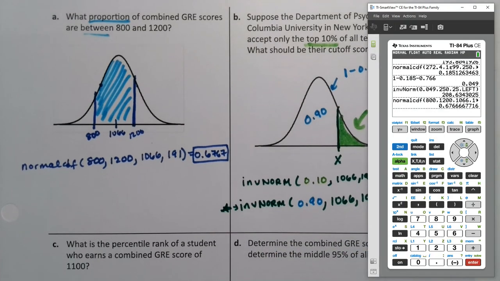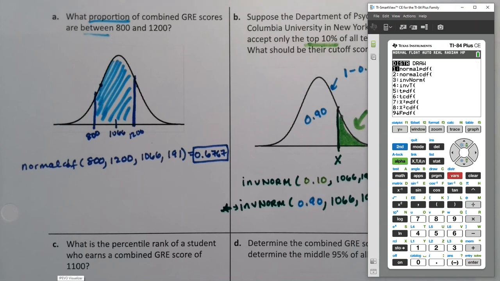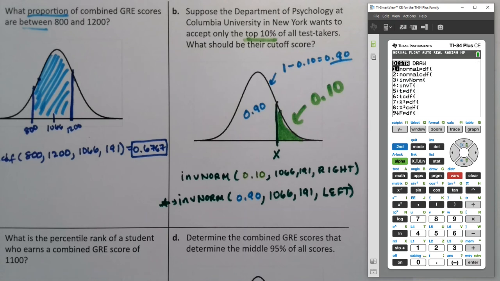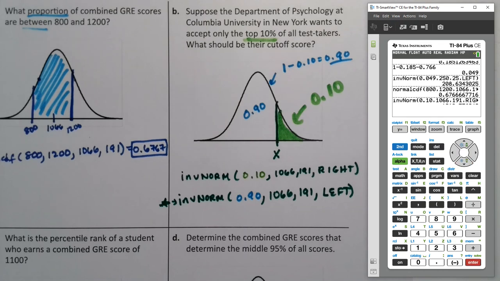Let's see here. Second, inverse norm. I can say 0.10, 1066, 191. Paste that in. Enter. I could have said inverse norm 0.90, leave the 1066 and 191 and make it left. Again, that's standard. Most calculators just do that by default.